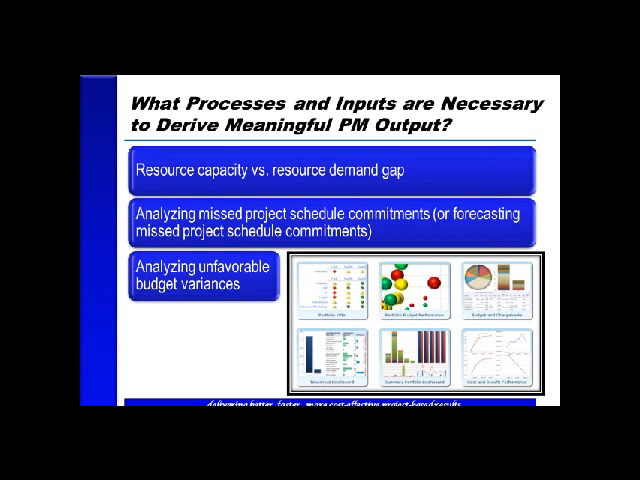And then analyzing unfavorable budget variances. Again, they can be forecast as well. We may be halfway through a spend and think we're going to miss the original budget, but we're not done spending yet. So maybe something can be done with scope, for example. So some of these dashboards actually give us a proactive view of the world. Okay, so what are the processes and inputs? That's what the slide says. What are the processes and inputs that are necessary to derive meaningful portfolio and project management output?